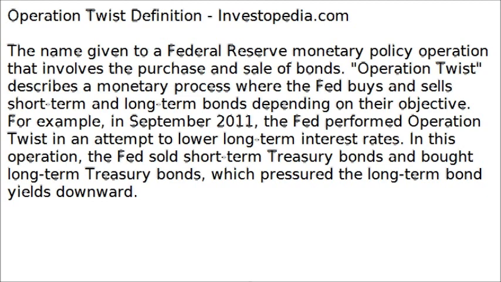The definition for Operation Twist is the name given to a Federal Reserve monetary policy operation that involves a purchase and sale of bonds. Operation Twist describes a monetary process where the Fed buys and sells short-term and long-term bonds depending on their objective. For example, in September 2011, the Fed performed Operation Twist in an attempt to lower interest rates, the long-term interest rates. In this operation, the Fed sold short-term Treasury bonds and bought long-term Treasury bonds, which pressured the long-term bond yields downward.